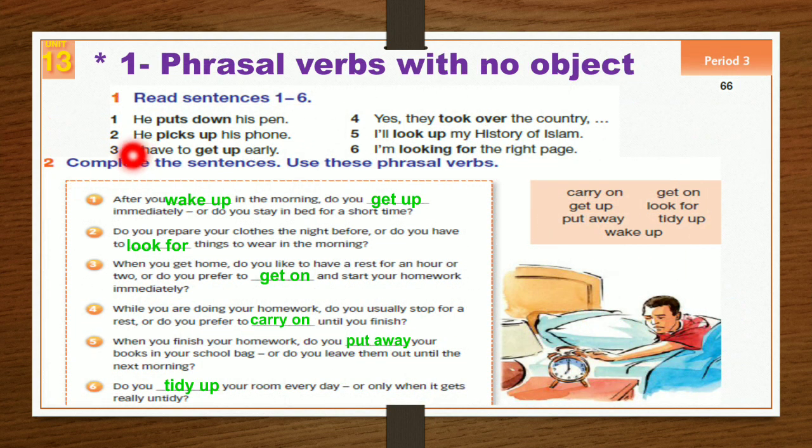Now let's go to student book, period 3, page 66, phrasal verbs with no object. Exercise 1, read sentences from 1 to 6. Number 1, he puts down his pen. 2, he picks up his phone. 3, I have to get up early. 4, yes, they took over the country. 5, I look up my history of Islam. 6, I'm looking for the right page. Notice that these phrasal verbs are in black, made of a verb plus a preposition.